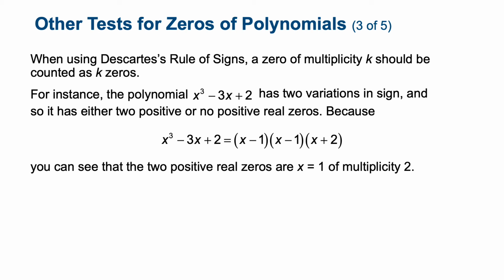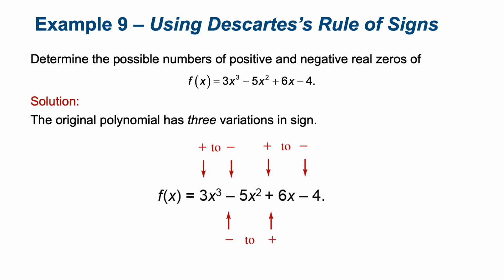You have x minus 1 with multiplicity 2, and then we have here x plus 2, right? So we have 2 positive real zeros at x equals 1, because it occurs twice, so multiplicity 2. So using the test, there were 2 positive real zeros, which was just a repeated zero. Okay, so now let's do another one.